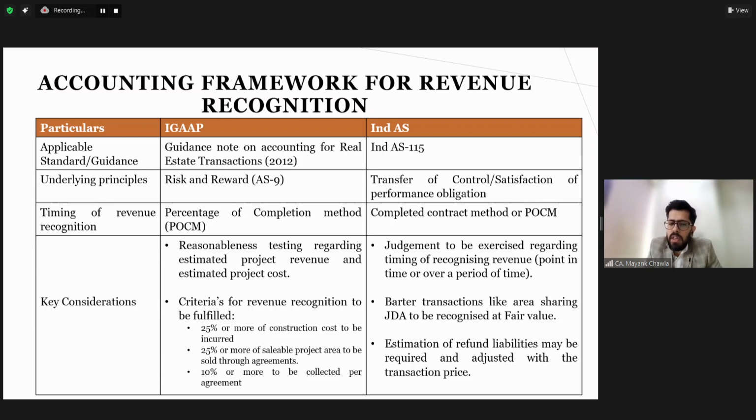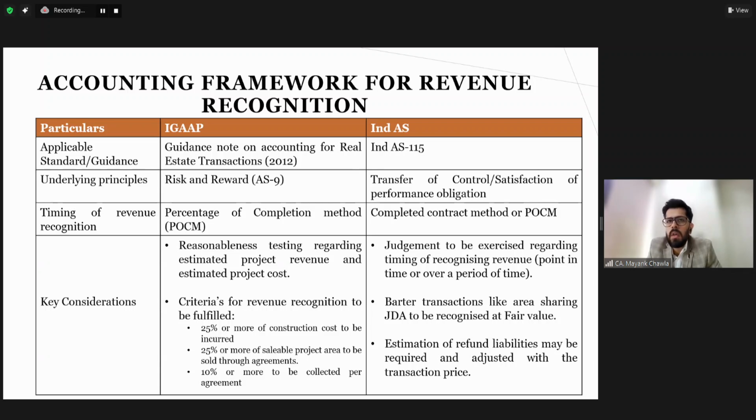Then there are certain criteria which are required to be fulfilled under IGAP before the revenue can be recognized. One of them is that 25% or more of the construction cost has to be incurred. So why is this criteria there? Because there has to be a right to payment with the builder. Right to payment is generally not substantiated in this industry just because there has been an agreement.